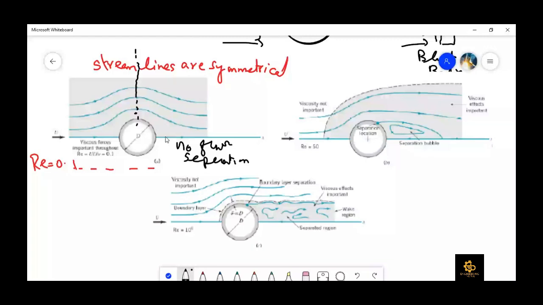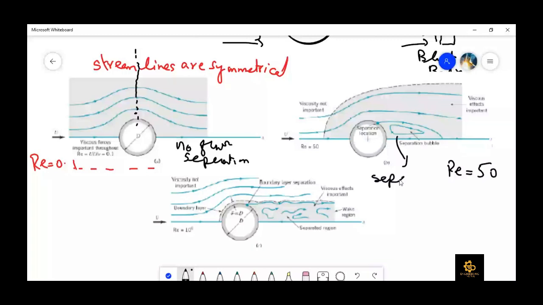But if we increase the Reynolds number to, I think it is 50. Here it is written Reynolds number 50. It means that in this case, viscous forces are 50 times weaker than the inertial forces, or the flow momentum forces. So you can see that, first of all, streamlines are no more symmetrical. You can easily see that on the front we have got streamlines like this, and on the back end there is a flow separation region. We call it a separation bubble.